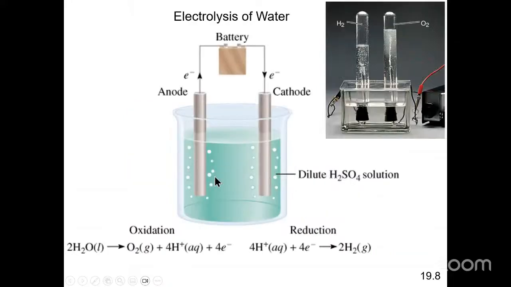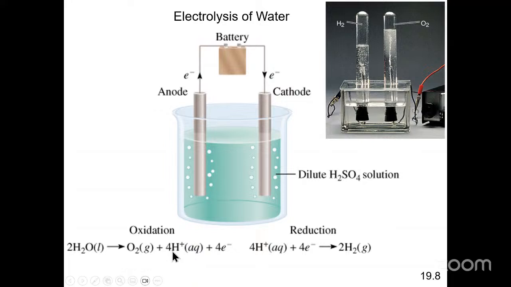Now, in an aqueous solution, which is what I mistakenly referred to in the previous diagram, in this case, they add a small amount of sulfuric acid, which allows for greater conductivity of the solution. And things are a bit different when it comes to electrolysis of water in this case, right? So this is a very dilute solution of sulfuric acid.